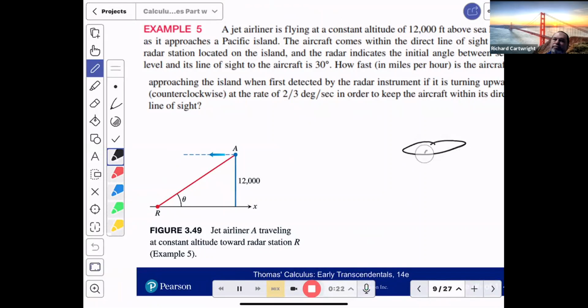An airplane is flying over a radar tower, and the airplane is 12,000 feet high. As it flies over, at the point that it reaches this location, the radar tower notices the plane's coming. The plane never gets lower than 12,000 feet, and it continues to fly over. So let's summarize what he has.